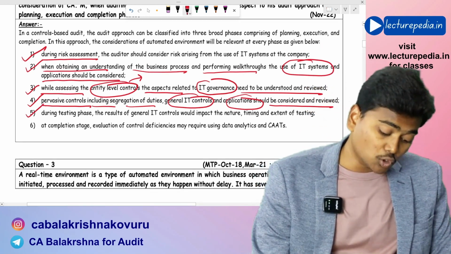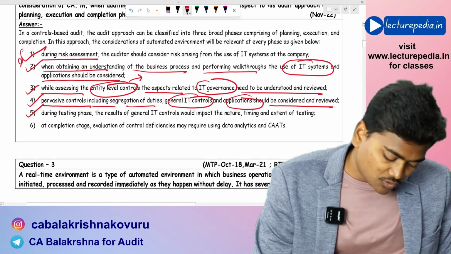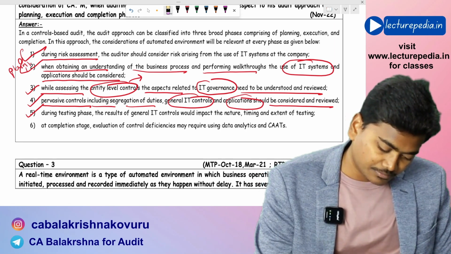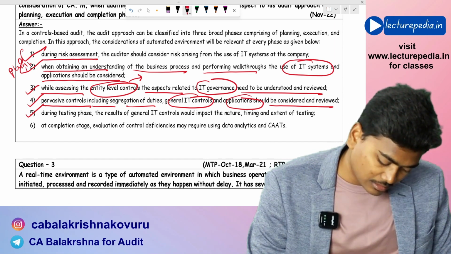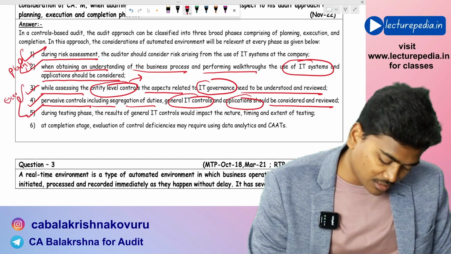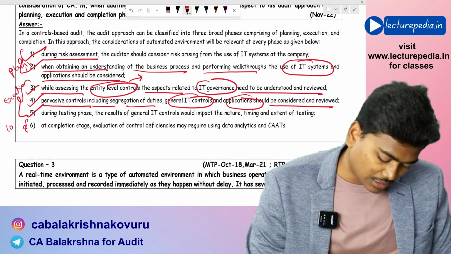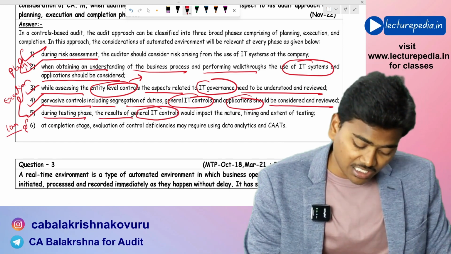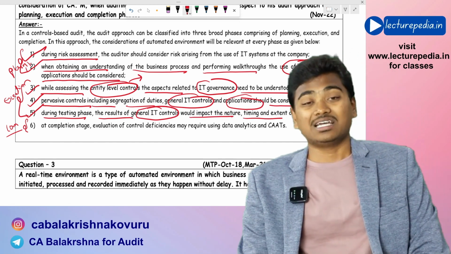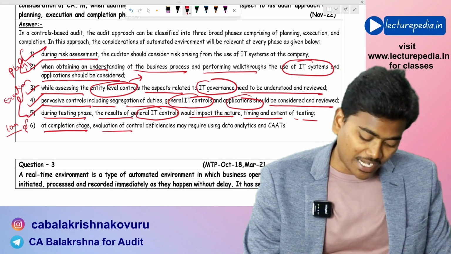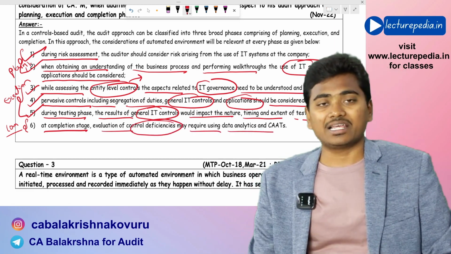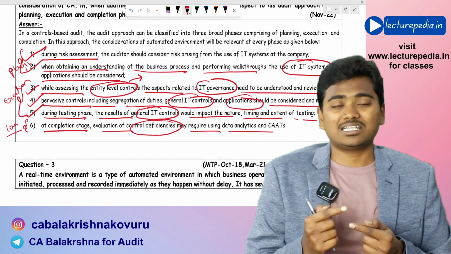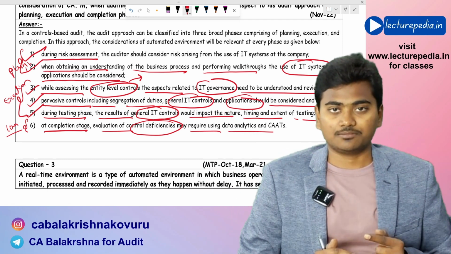Okay, and during the testing phase, see, this would be planning, and this would be execution, and this would be completion or reporting stage. Now, in the execution, during the testing phase, the results of general IT controls would impact the nature, timing and extent of the testing. And finally, at the completion stage, evaluation of control deficiencies may require the use of data analytics and computer assisted audit techniques. Like this, at each and every stage, the auditor needs to consider the use of information technology by the organization. Okay.